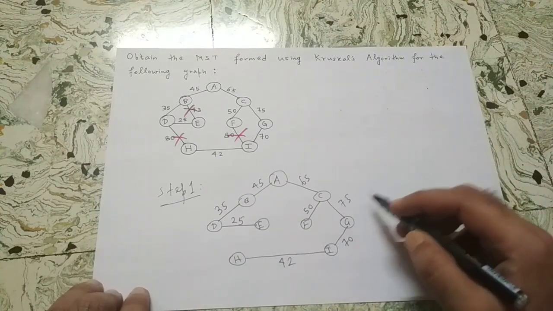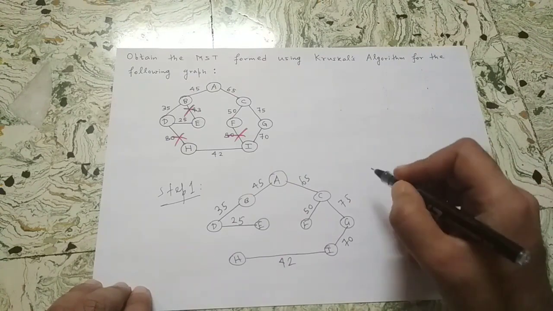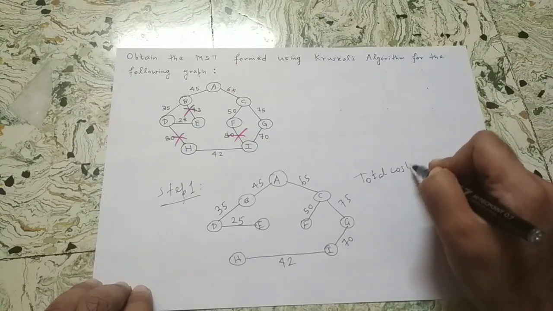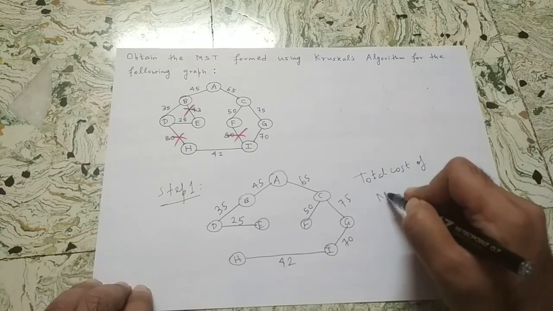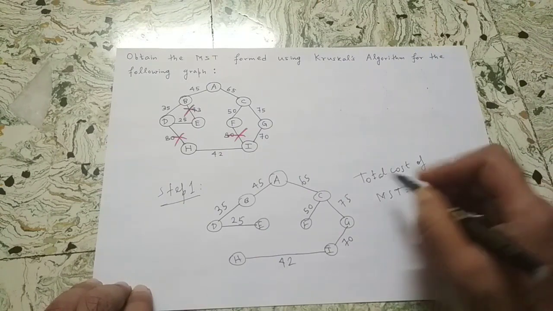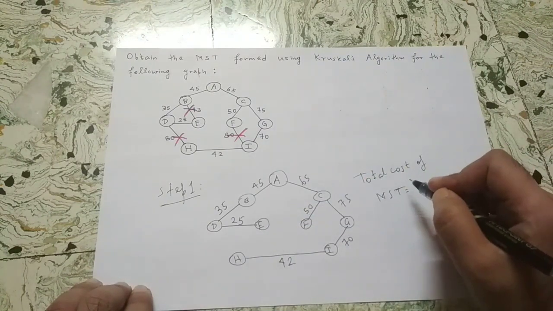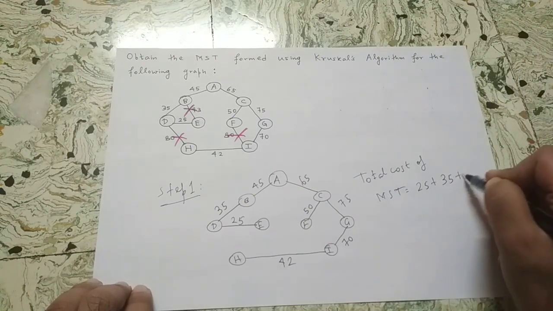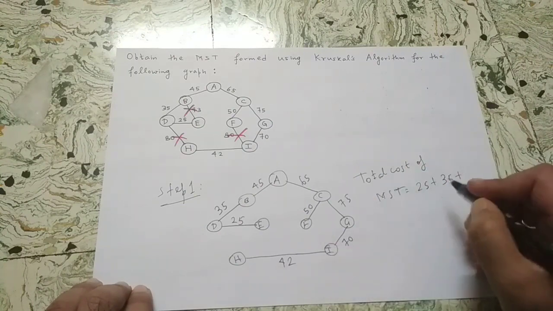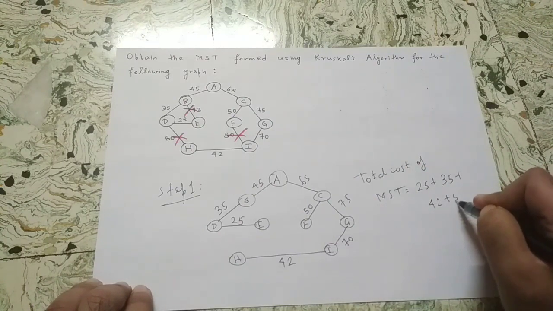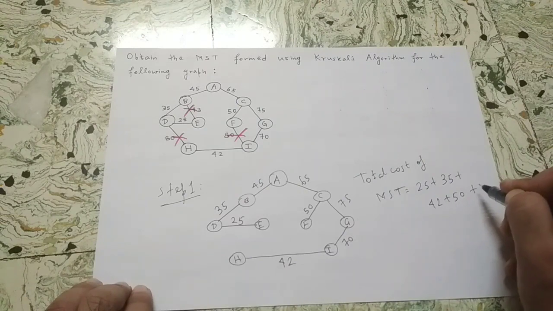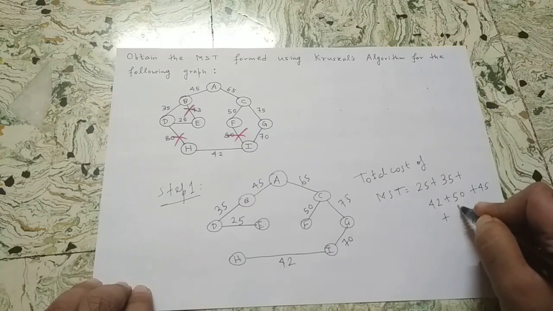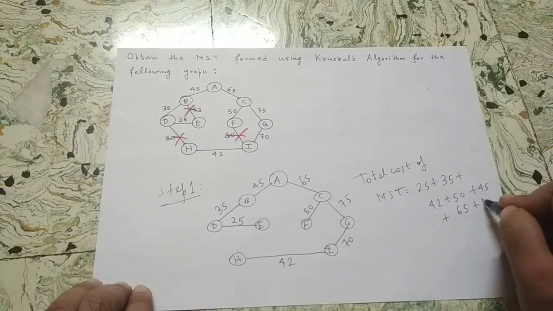Now, our job is still not over. We have to find the total cost. So we'll write the total cost of minimum spanning tree. The total cost of minimum spanning tree will be the sum of the weights. So what are the weights that we have? We have 25 plus 35 plus, I think, 42, followed by 50, followed by 45, there is a 45 as well, followed by 65, and there is 70.